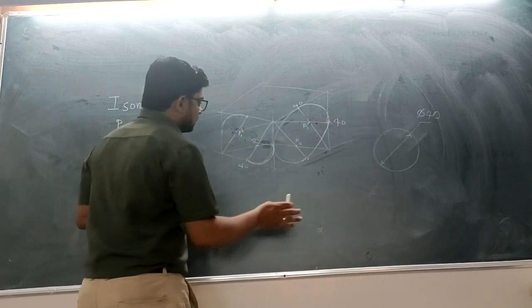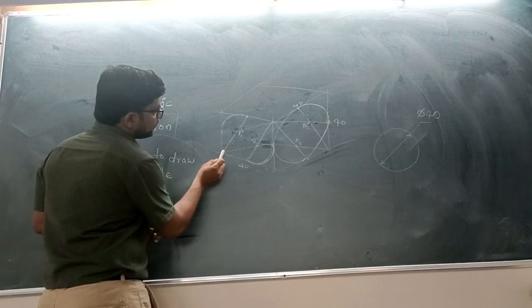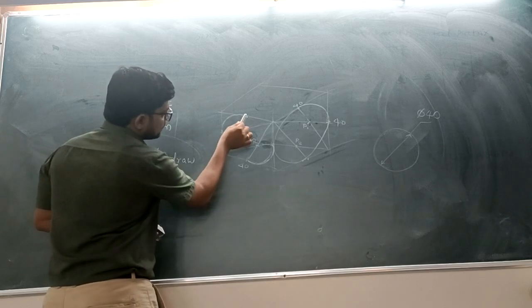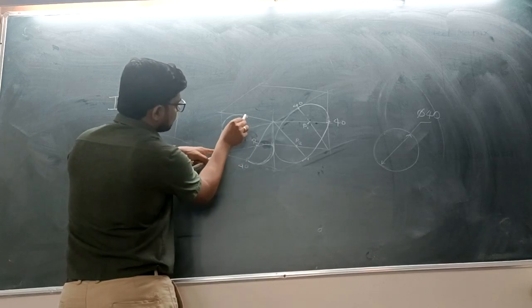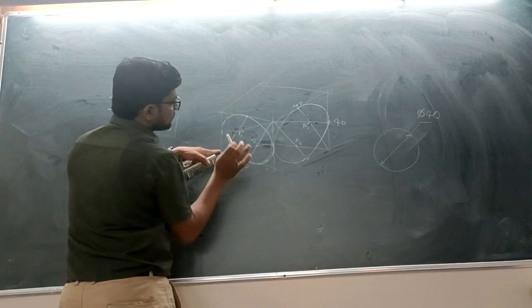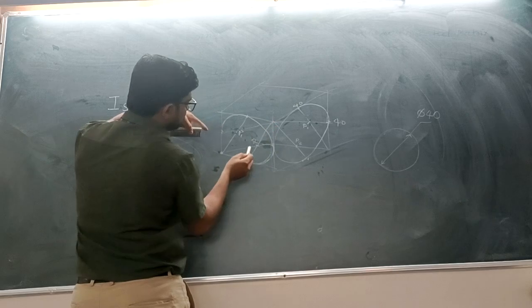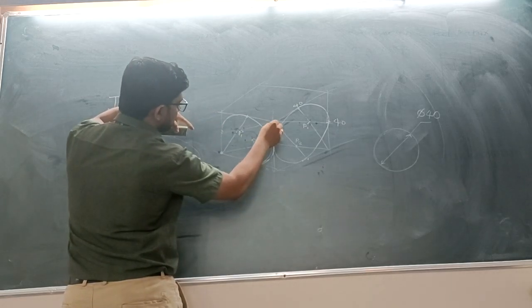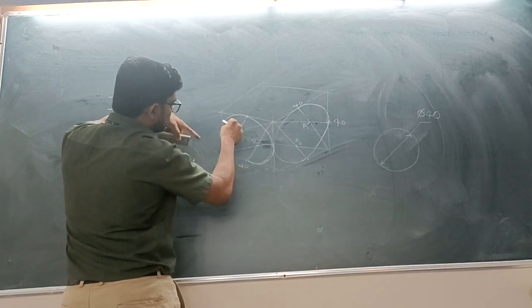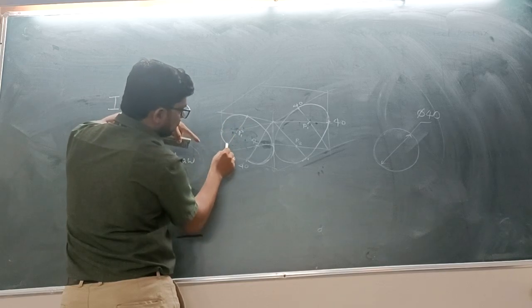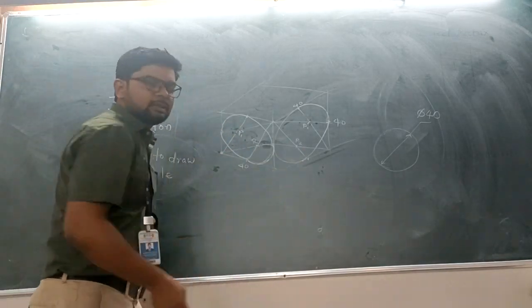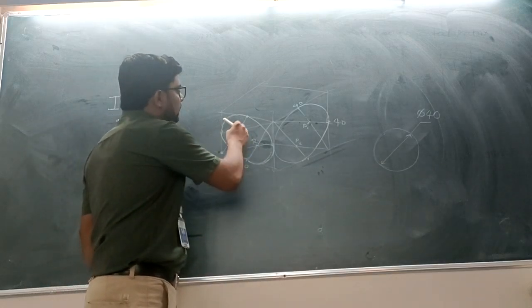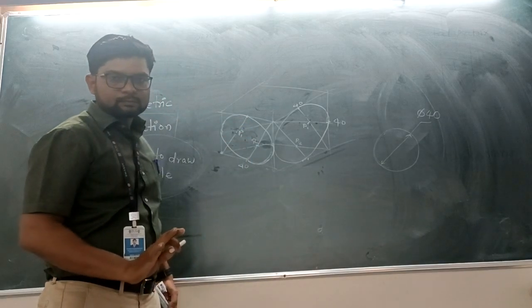Got it? In another case, this will be the center point and this will be the radius. Take the distance in the compass and mark it like this. This will be the center, this will be the radius; with the help of the compass, draw the arc like this. Okay, the construction is similar but the plane is different. Got it?